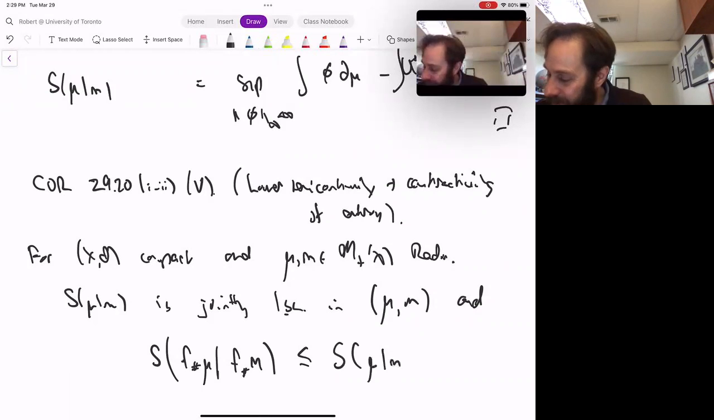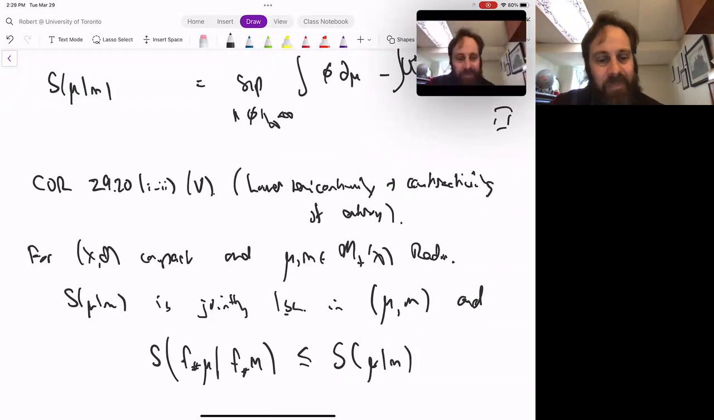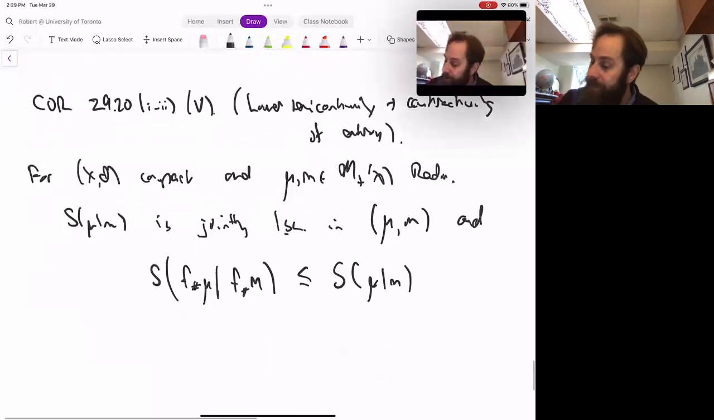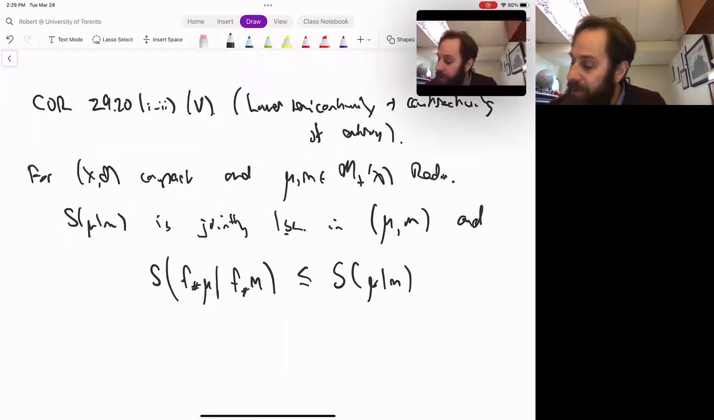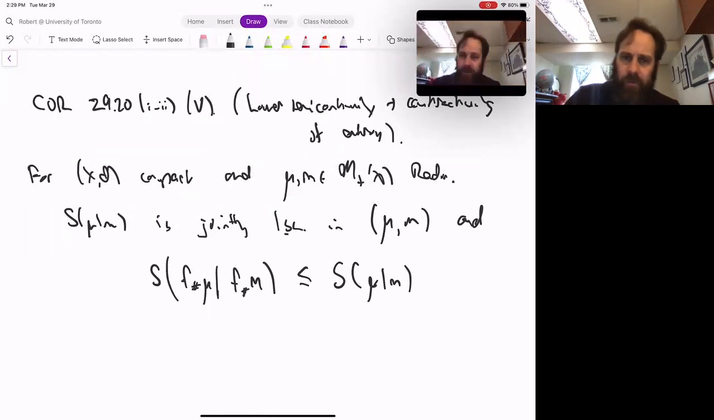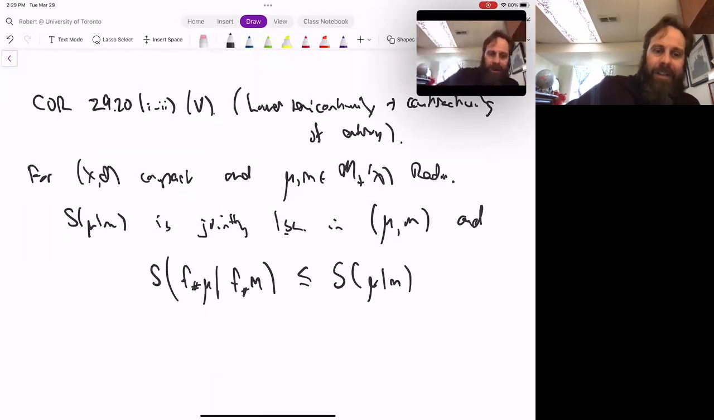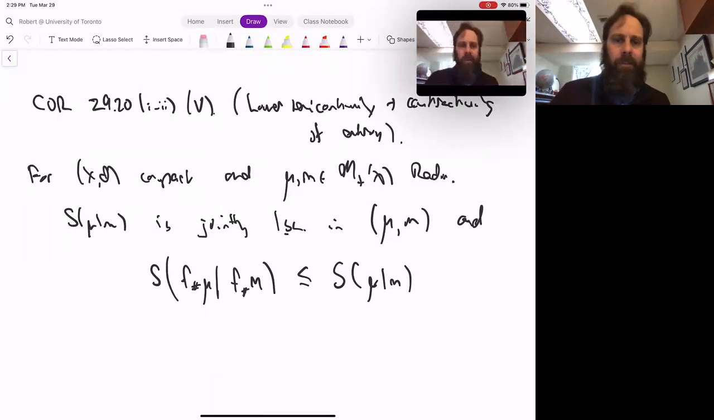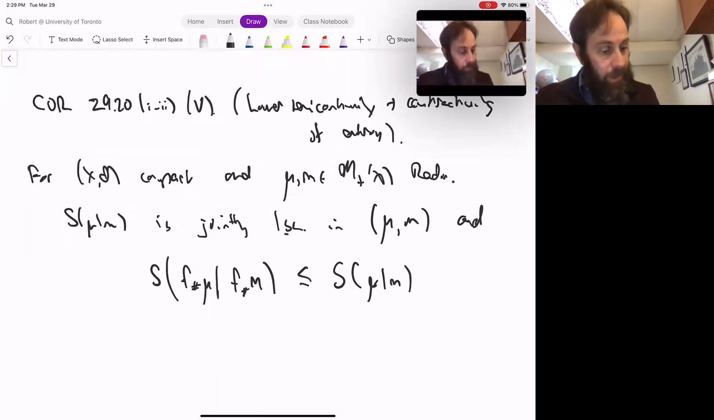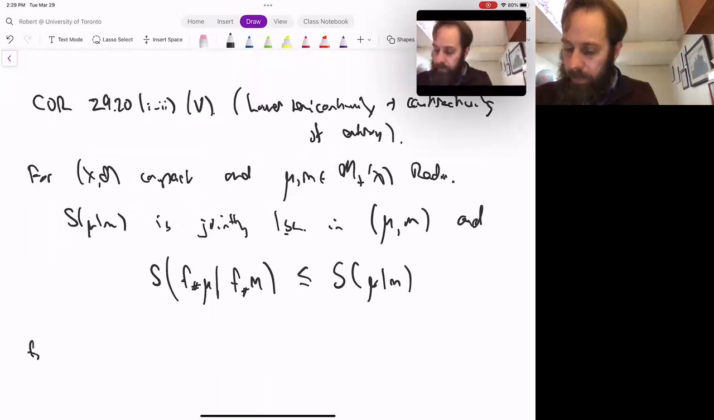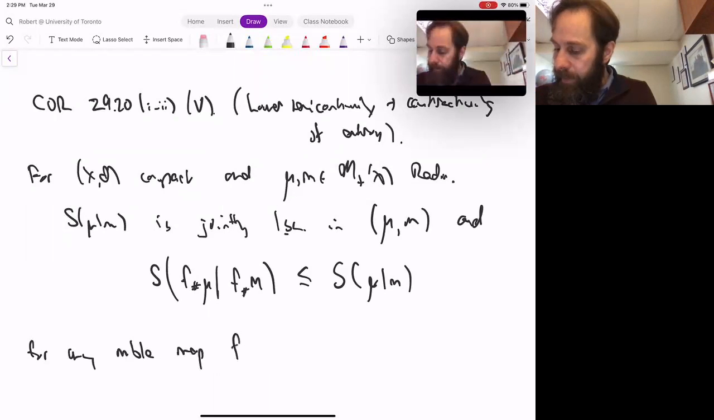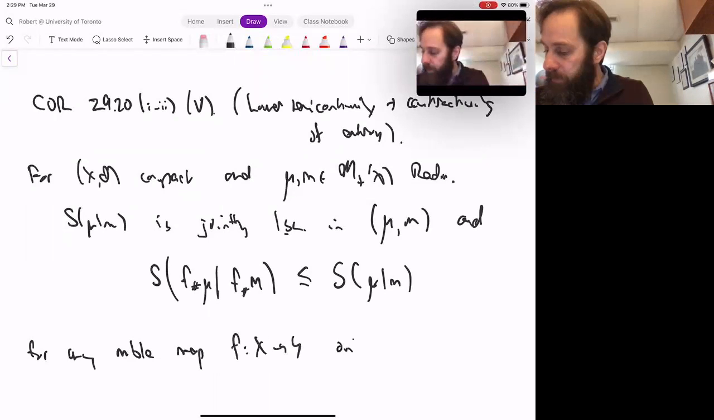And so that's a little bit like thermodynamics, although probably the signs are backwards. But somehow there should be less information after I push these measures forward through some mapping F than there was before. And so there's some kind of monotonicity under loss of information for any measurable map F taking X to Y, another compact space.